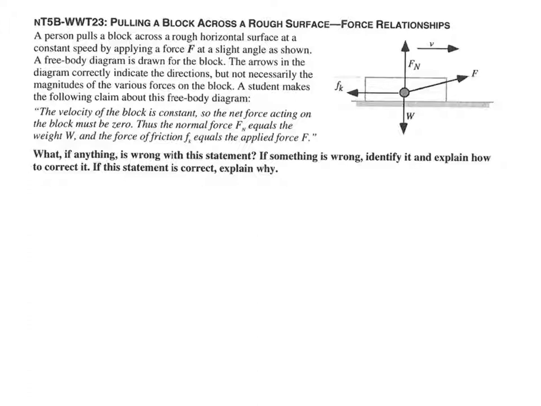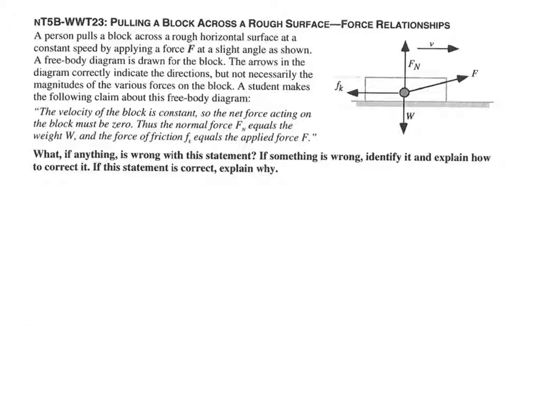The velocity of the block is constant, so the net force acting on the block must be zero. Thus, the normal force equals the weight, and the force of friction equals the applied force F. What, if anything, is wrong with this statement? And if something is wrong, identify it. If the statement is correct, explain why.